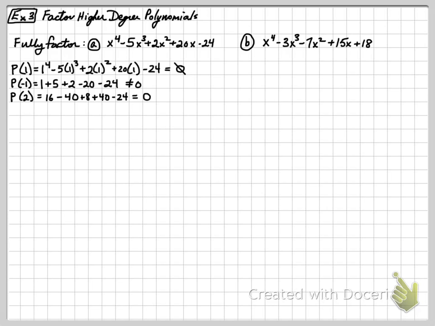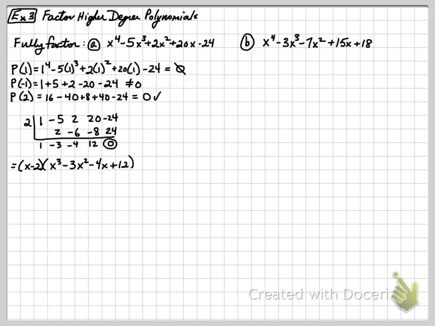So now I can take my original polynomial and divide it by x minus 2. So 2 goes into 1, -5, 2, 20 and -24. And when I use short division, speeding this up a little bit, I'm going to end up with x minus 2 times x cubed minus 3x squared minus 4x plus 12. Now what we have to do is start all over again with the x cubed minus 3x squared minus 4x plus 12. So you're going to have to look at the 12 and say, how do I factor the 12?